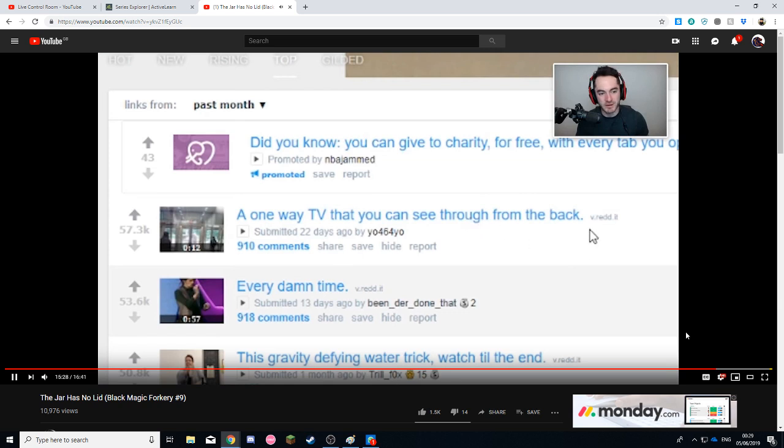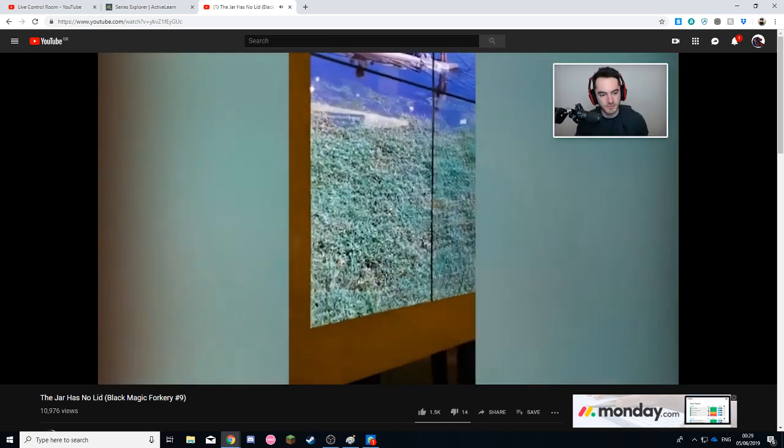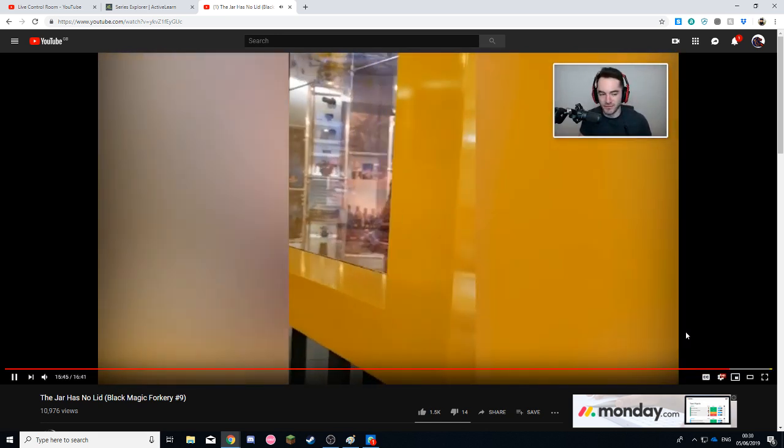A one-way TV that you can see through from the back. Oh god, no, really? That's wild. I mean, I guess one-way glass exists, right? Yeah.